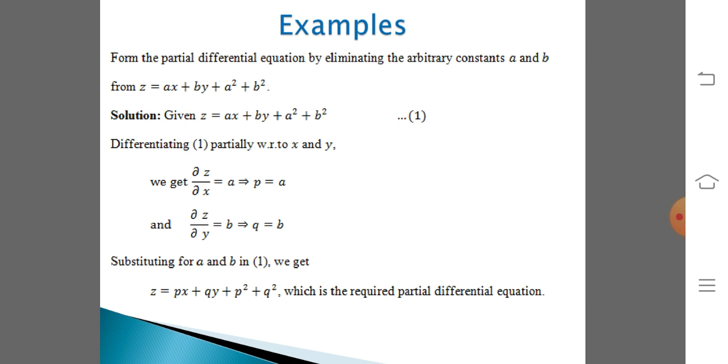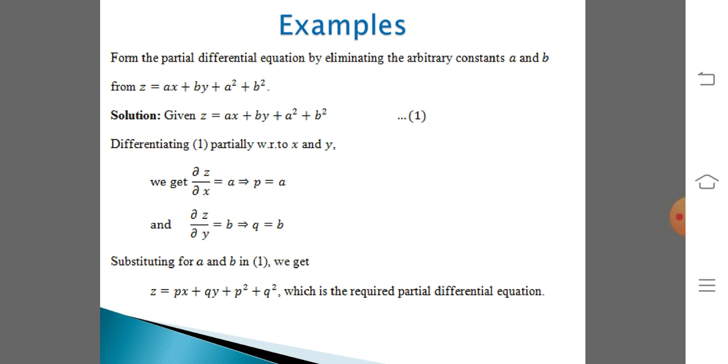First, let us see how to formulate partial differential equation by eliminating arbitrary constants. See this question: form the partial differential equation by eliminating the arbitrary constants a and b from z equal to ax plus by plus a square plus b square. So here an equation is given which contains two arbitrary constants, namely a and b. Now let us see how to form PDE by eliminating a and b.